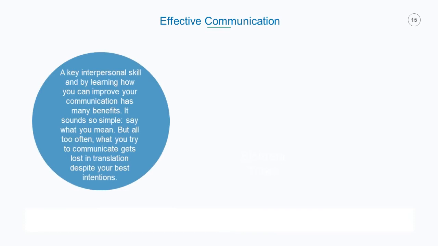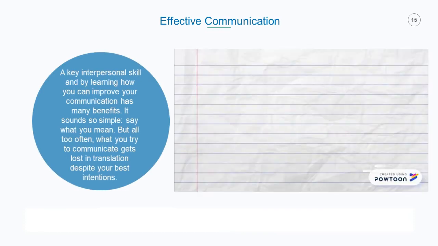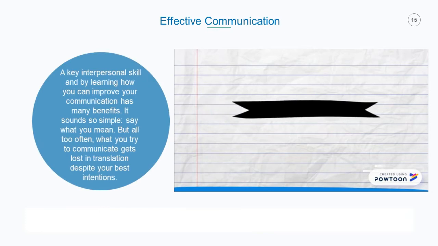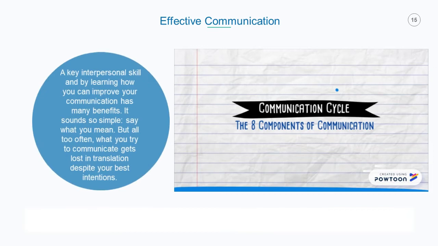In effective communication, it sounds so simple. Say what you mean. But all too often, what you try to communicate gets lost in translation despite your best intentions. This translation happens in the communication cycle. Check this out. Today we're going to talk about the communication cycle, specifically the 8 different components that make it up.